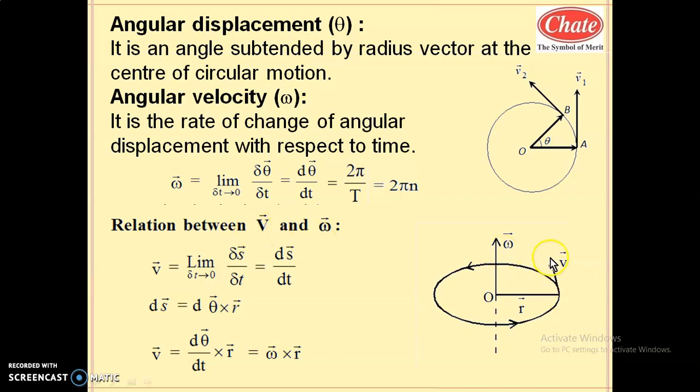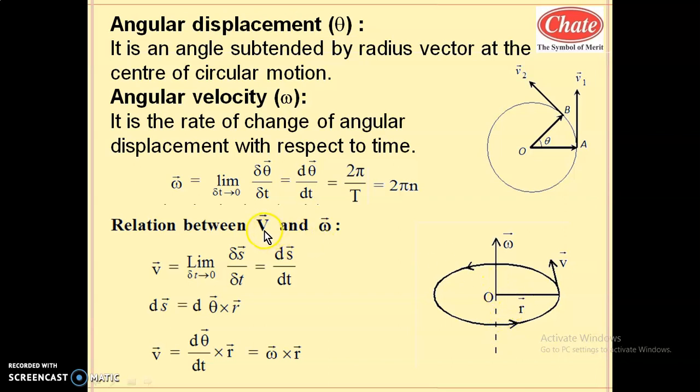The direction of linear velocity is tangential to the circular path. If the particle is here, then the radius vector is shown like this. This is the position of a particle performing circular motion. At the instant when the particle is here, the velocity vector is here, the radius vector is here, and the angular velocity is continuously in this direction as long as the particle revolves in the anti-clockwise direction. If the particle starts revolving in the clockwise direction, then the direction of angular velocity is downward.